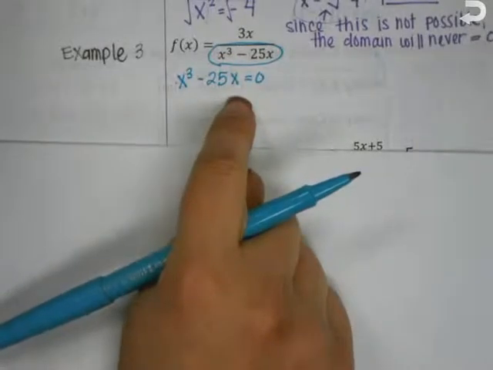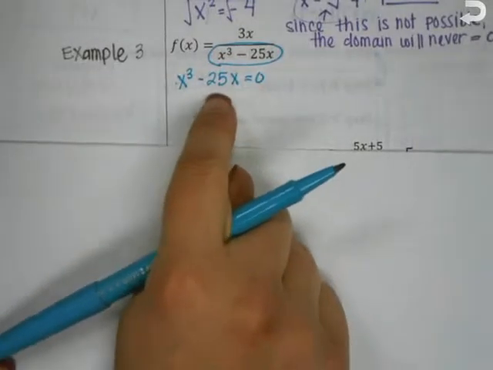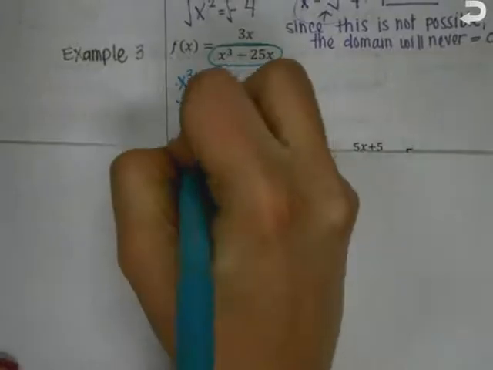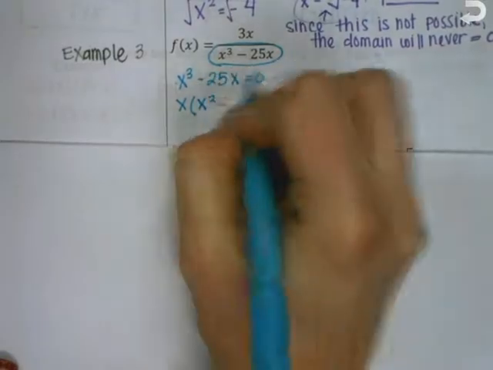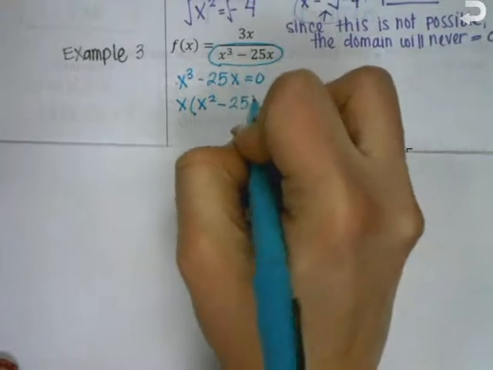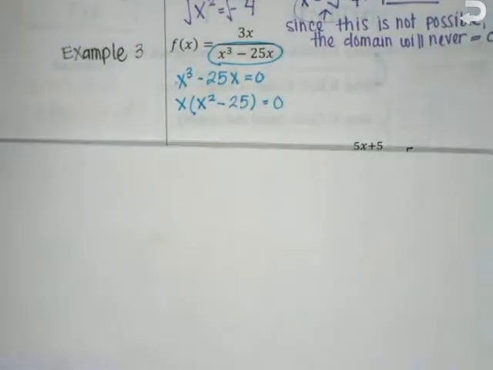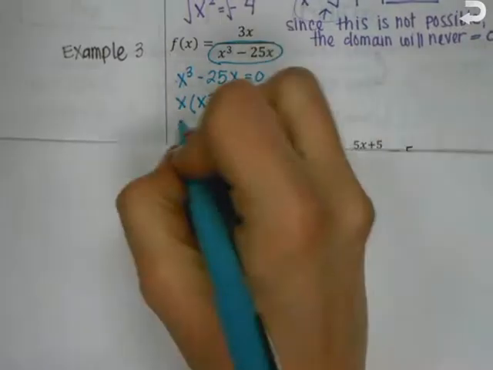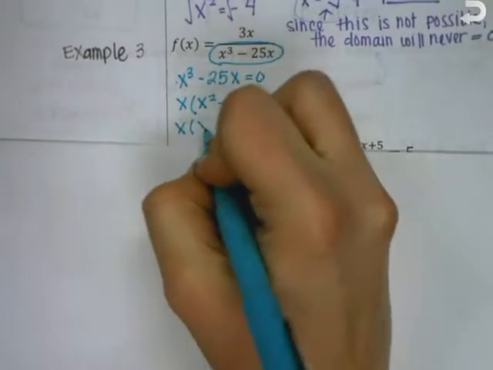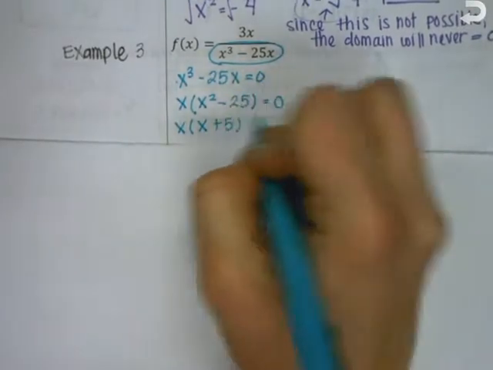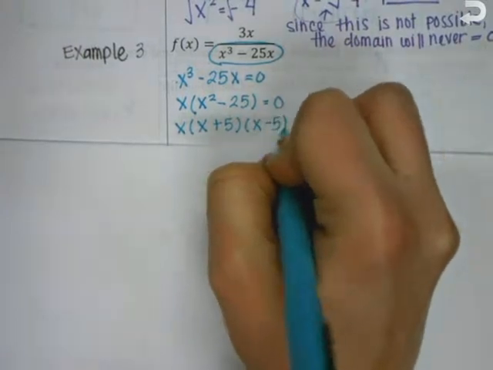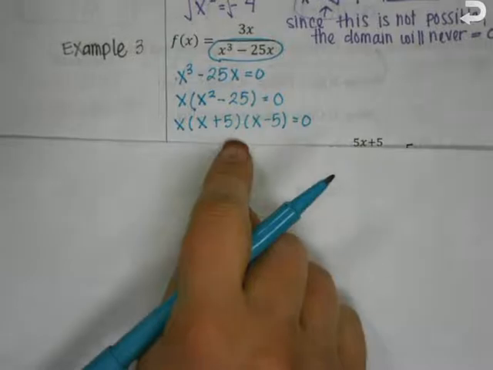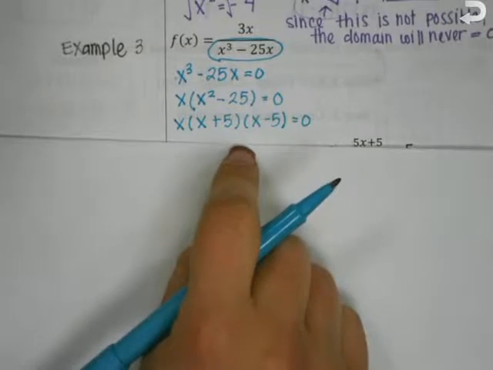There's a GCF of x, so we're going to factor out the x. And that leaves me with x squared minus 25 equals 0. Now that is a difference of two squares. So this is x times x plus 5, x minus 5 equals 0. Now I have three things here, so how am I going to solve? Good. Set each one equal to 0.